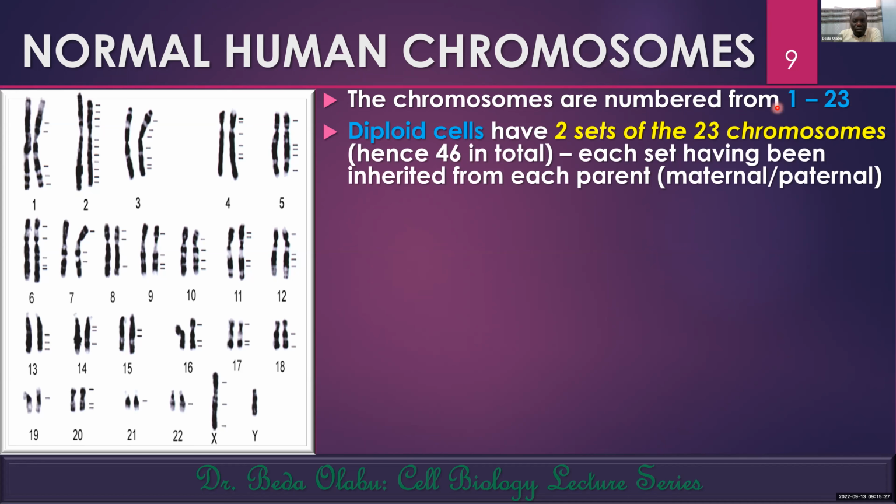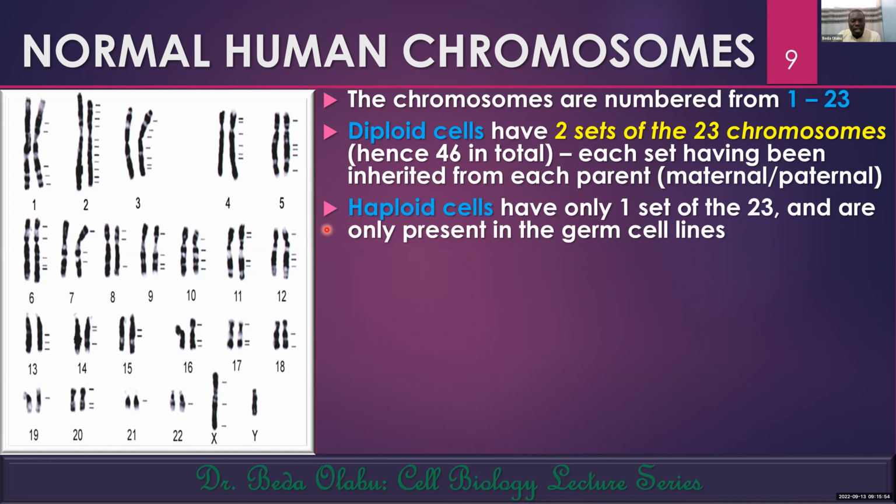If a cell is diploid, it will have the 23 pairs of chromosomes. This represents 2 sets of chromosomes, one set having been obtained from the mother and another set having been obtained from the father. And so a diploid cell has 46 chromosomes in total. A haploid cell, on the other hand, will only have 1 set of chromosomes, not in pairs, just 1 set of chromosomes. And so haploid cells can only be seen in the germ cells, the sperm and the oocyte.